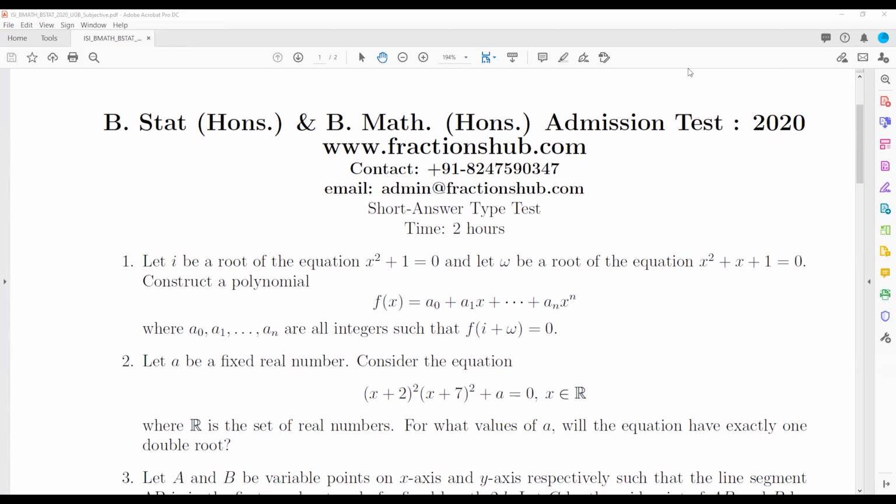It says that if i is a root of the equation x squared plus 1 equals 0 and omega is a root of the equation x squared plus x plus 1 equals 0, then you need to construct a polynomial with all integer coefficients, and it will have one of the roots to be i plus omega.